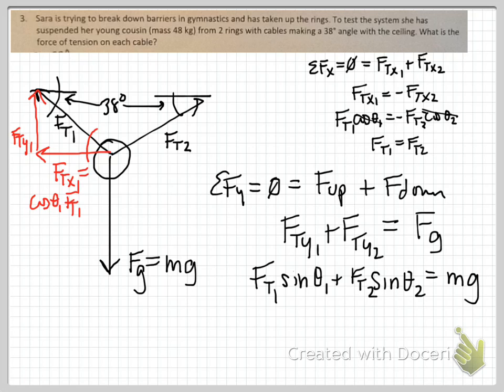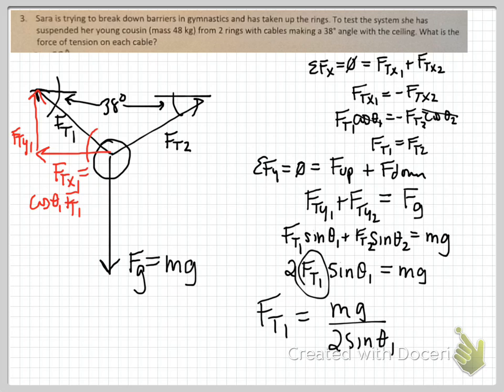I've gone ahead and plugged in the expressions that we've created for force of tension on the y, 1 and 2, and force of gravity being equal to mg. So since we know that force of tension 1 and 2 are equal, this is 2 times force of tension 1 times sine theta 1, because the angles are equal in magnitude, just opposite in direction. And that's all equal to mg. So we can solve for force of tension. Okay, so force of tension 1 is equal to mass gravity divided by 2 sine theta 1.